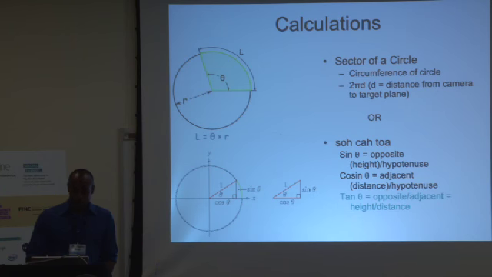So again, that's why earlier I said it would be helpful if you set up your horizon horizontal to your camera. And the adjacent side would be equal to your distance, so the distance from the camera to your target. However, most of the time, it's more helpful to use the circumference equation, and I'll try to explain a little bit of that later.